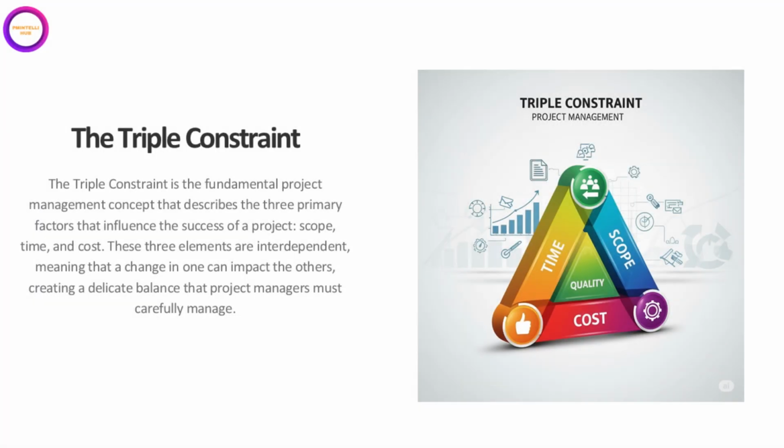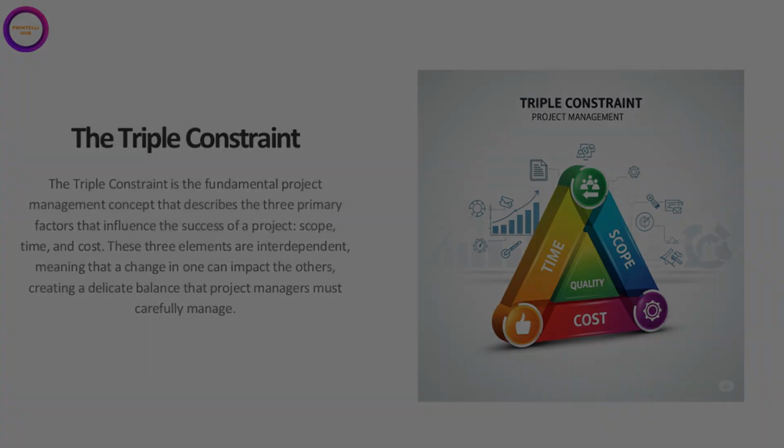A core concept in project management, and by extension project controls, is the triple constraint. This refers to the three primary, interconnected factors that determine a project's success: scope, time, and cost. As the diagram illustrates, these elements are interdependent. A change in one, say an increase in scope, will inevitably impact time and/or cost. Project managers must constantly manage this delicate balance.